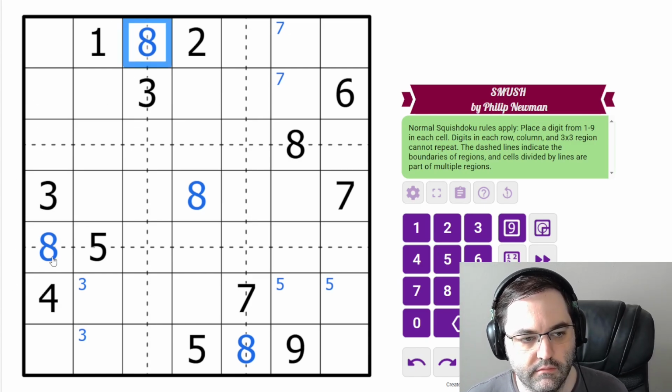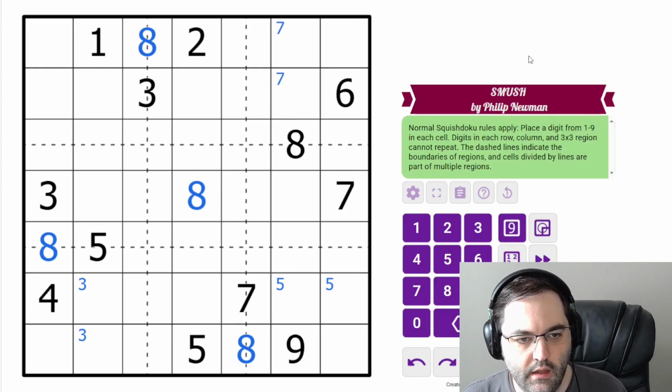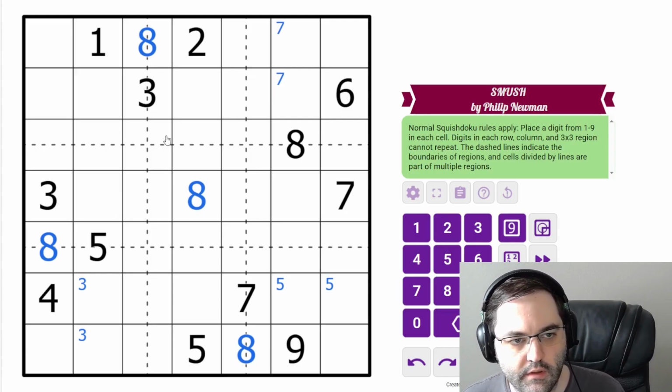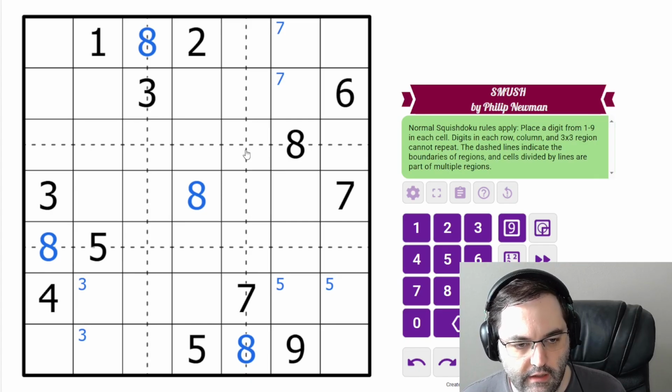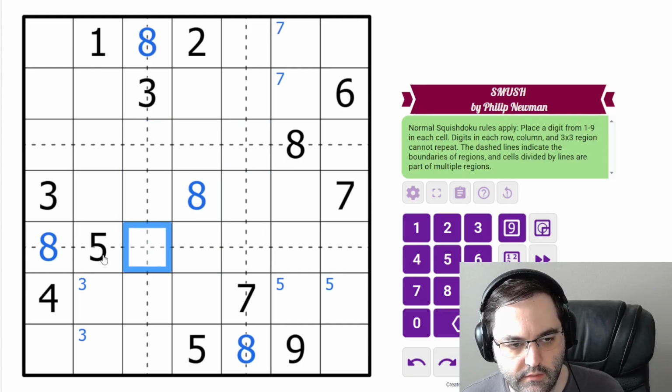All of these 8s are pulling double duty. And so we're done with 8. And we've got some cells filled in. So that is very helpful. All right, what do we want to look at next? There's some stuff we can do in the central box.